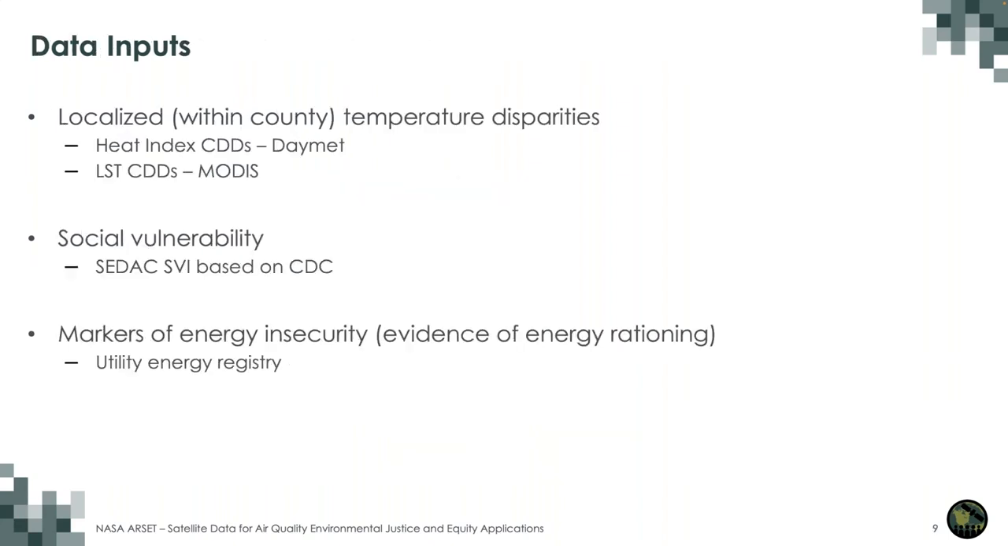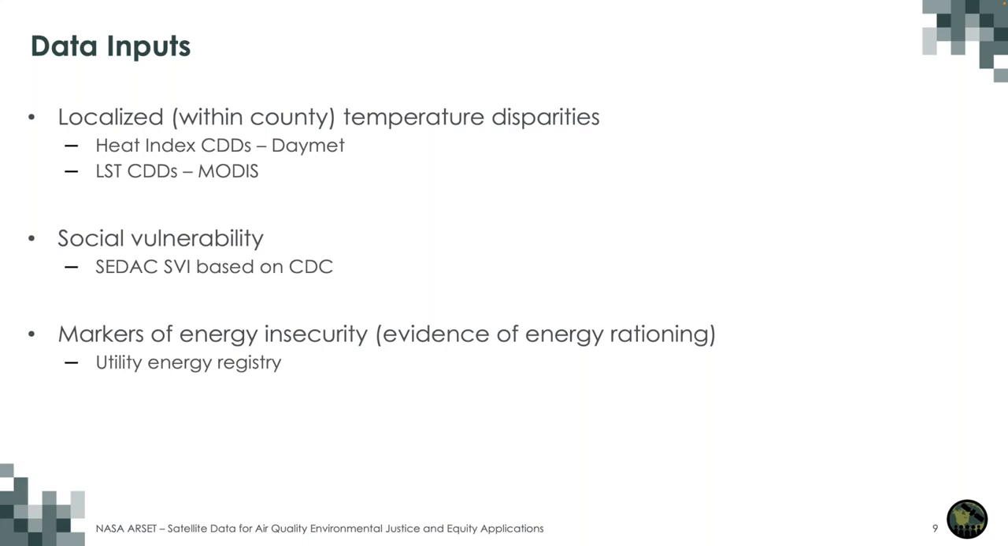So in order to do this, we are using products to identify temperature disparities. This is constructing a heat index using DayMet data. DayMet provides us both dry bulb temperature and vapor pressure that we can use together to create a heat index. And then we also use land surface temperature. And then we use both of these to create what are called cooling degree days. I won't go into depth about what this measure is, but you can look it up. NOAA has a good explanation on their website of cooling degree days.